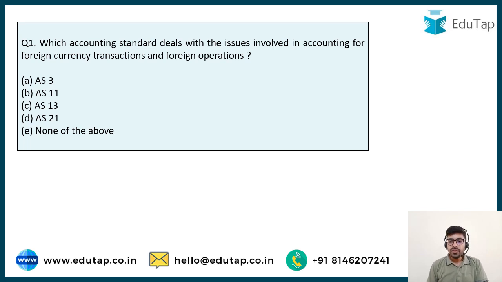So let's start with the first question. Which accounting standard deals with the issues involved in accounting for foreign currency transactions and foreign operations? So we are simply being asked which accounting standard is going to provide us guidance, rules and regulations with regard to foreign currency transactions and foreign operations. Options are AS3, AS11, AS13 or AS21 or none of the above.